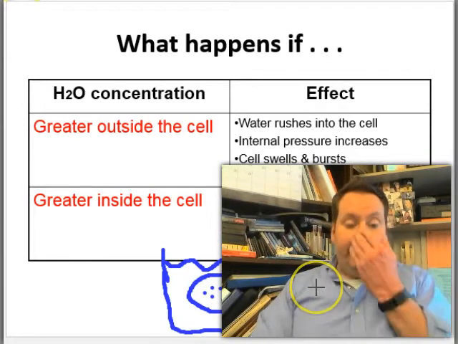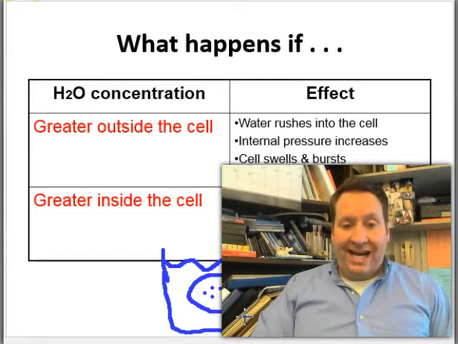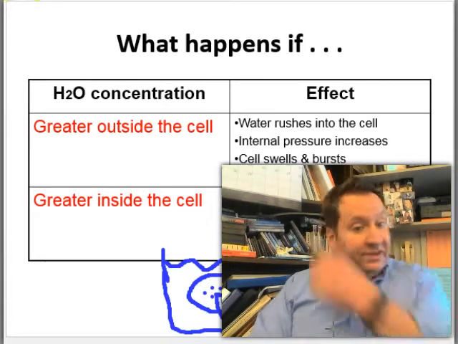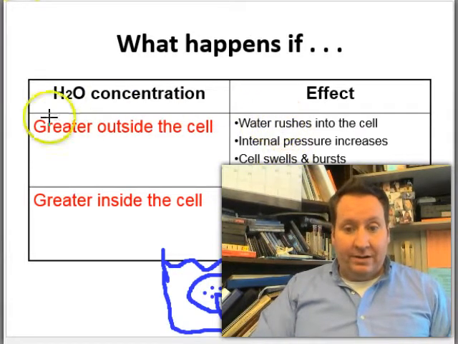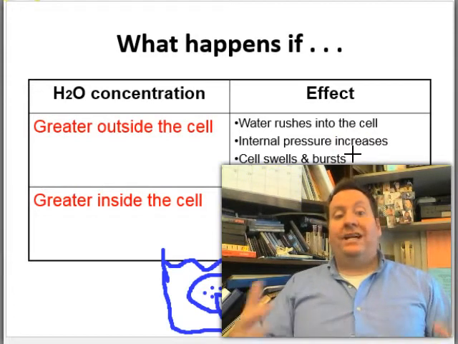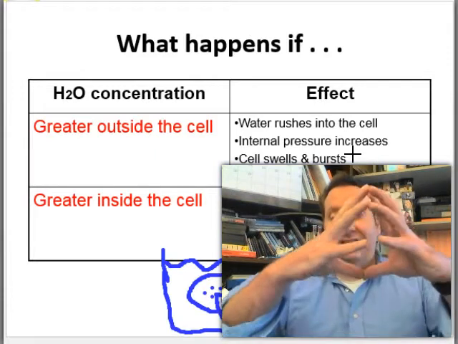All right, so I can see in this particular picture, there's a greater water concentration outside the cell than inside the cell. So what's going to happen in this case is water is going to move into the cell, and the internal pressure inside that cell is going to increase. Why is that internal pressure going to increase? Well, because you have more water moving in, pressing up against that cell membrane.